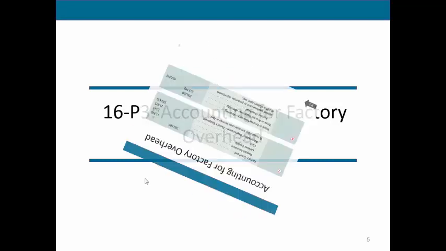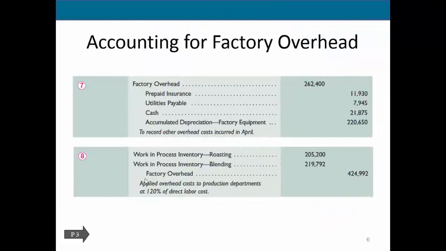Now let's look at our factory overhead. Remember, if we are on the debit side of factory overhead, these are for our actual overhead expenses as they're being incurred. So as we get our insurance bill, our utilities bill, things like that, we'll be recording those with our various credits here, and then we will be debiting factory overhead for the actual amount of our factory overhead.